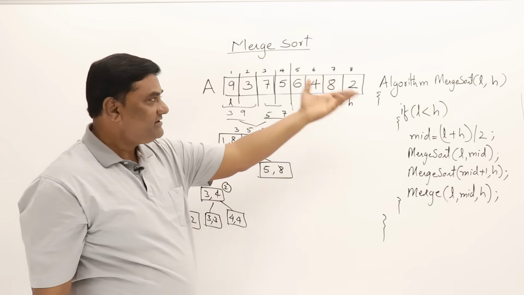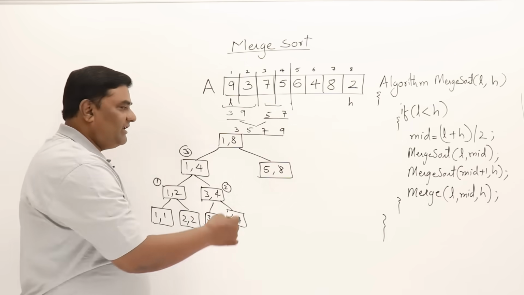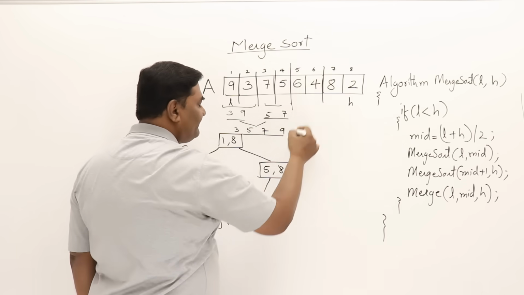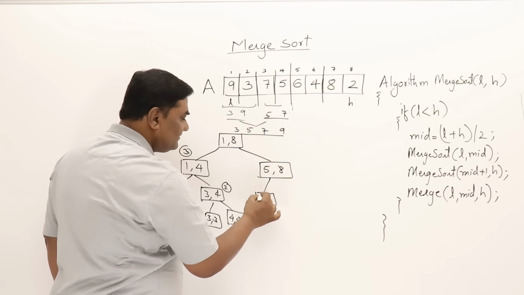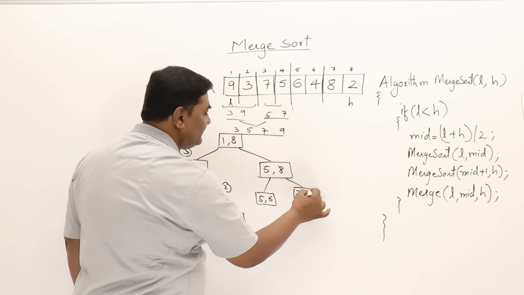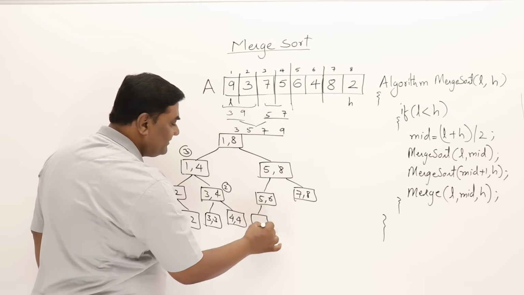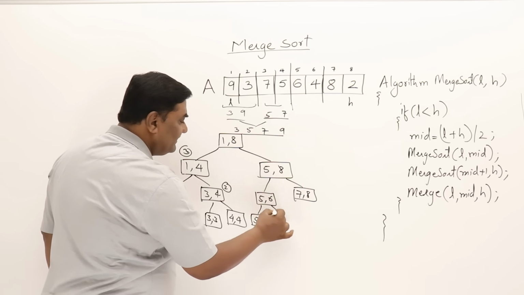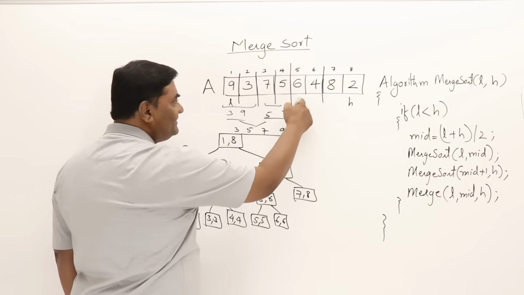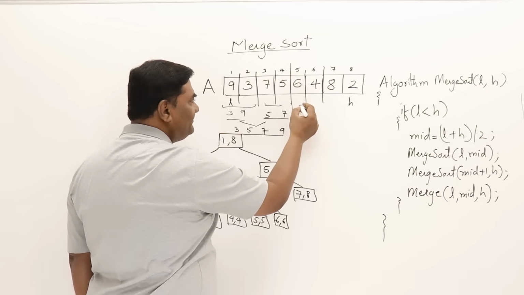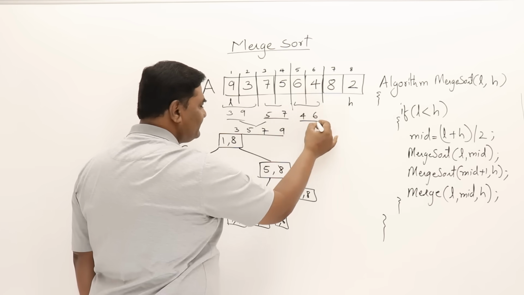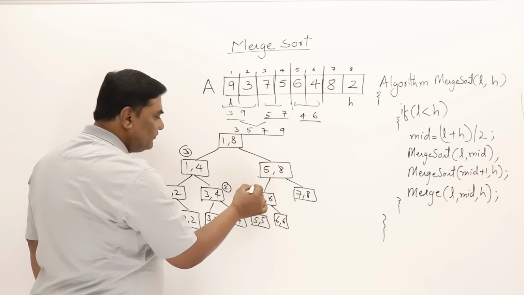Now the same thing is done on the right hand side also. 5 to 8 is there. So on that side it will divide this from 5 to 6, and that side it will be 7 to 8. And 5 to 6 will become 5, 5 and 6, 6. Now 1 element each. So these two are merged. So it becomes 4, 6. So this is the fourth merging.